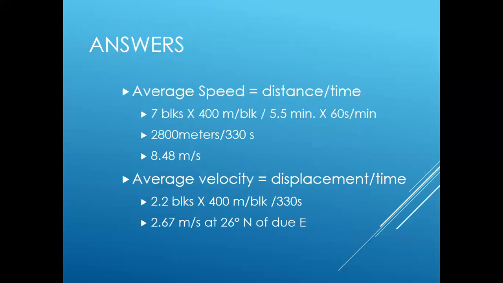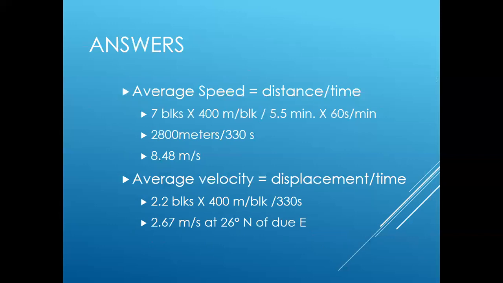So to calculate the average speed, we would take the distance, which was 7 blocks times 400 meters per block, and divide that by the time it took, which was 5.5 minutes, which comes out to be 330 seconds. Remember, we want to get these to be where we're calculating in meters per second. So 2,800 meters in 330 seconds gave us 8.48 meters per second as the speed.